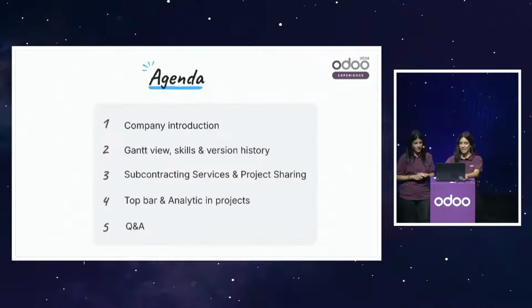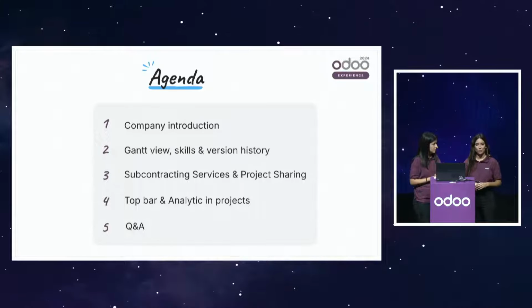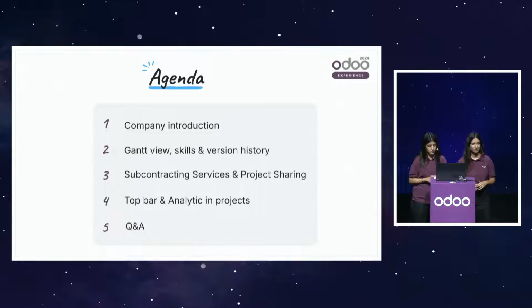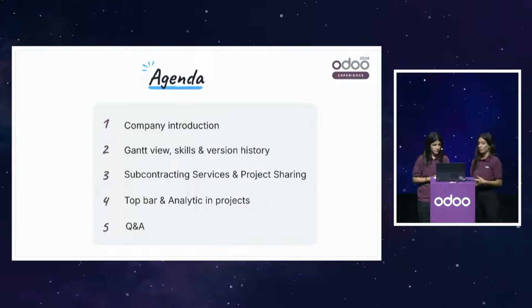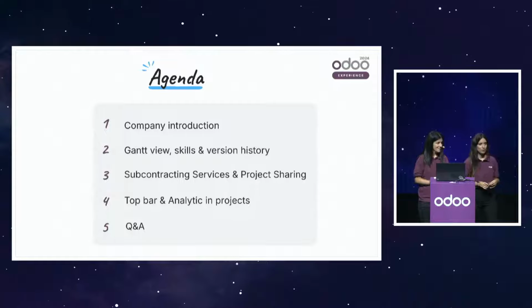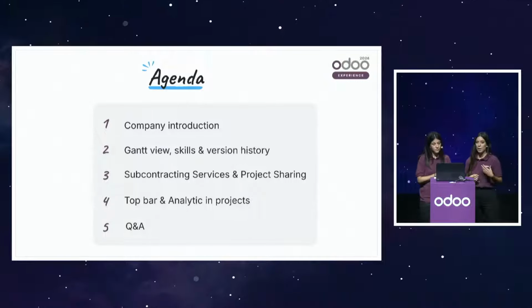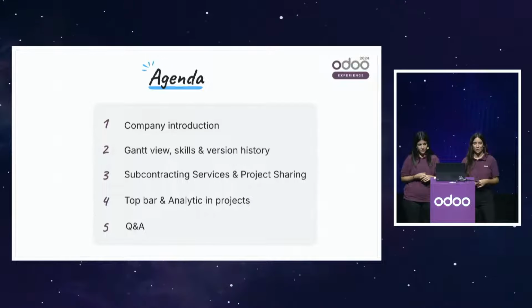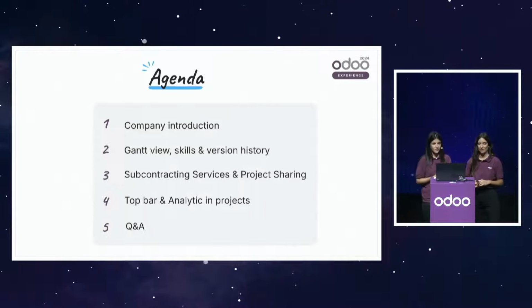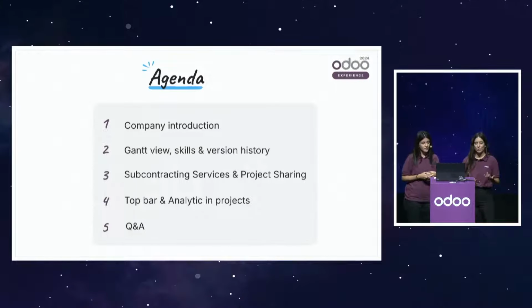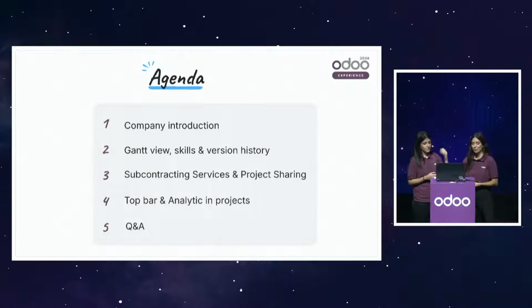Of course, this is the agenda for the talk. We will start by introducing the company that we will use for the example of our demo. We have split our demo in three parts. First, we will show a normal sales and project management flow so that you can see all of the new improvements. Pay special attention to the new Gantt view, the new integration with skills, and the version history. During the second part, we will show you a subcontracting services flow, and we will also share the new improvements in project sharing.